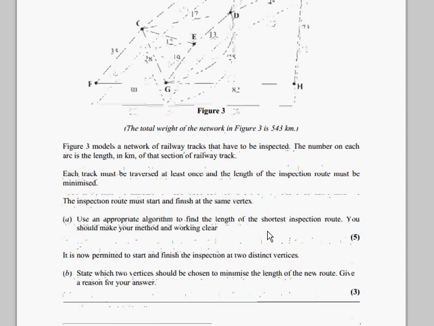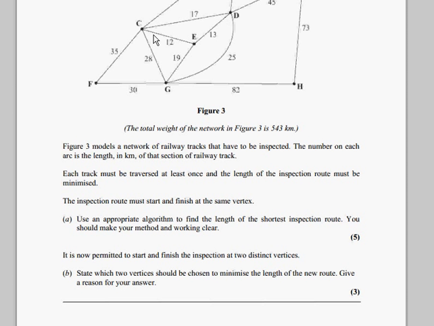They haven't asked us to actually list that route, so we don't have to go around writing out a path, but sometimes you do, so watch out for that. You might have to do, you know, F, C, G, E, and so on, write out the path itself, but here we don't have to. Okay, let's have a look at the second part. It's now permitted to start and finish the inspection at two distinct vertices. State which two vertices should be chosen to minimize the length of the new route.